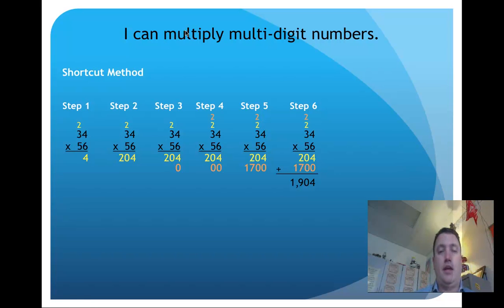Okay, so that takes you through it step by step. You do the ones times the ones and the ones times the tens. Then you put down the 0, 5 times the ones, which is what we did here, and then 5 times the tens, which is what we did here, and we just add those up at the bottom for 1,904.